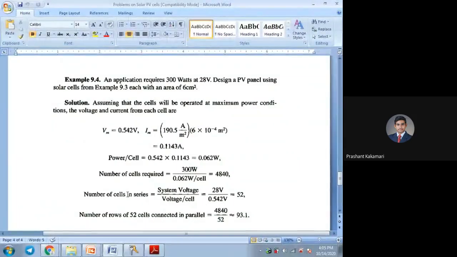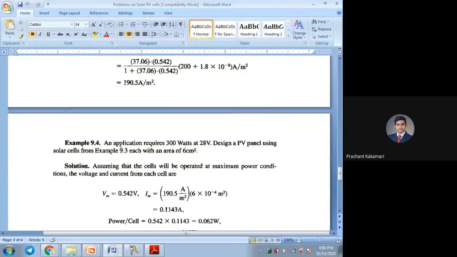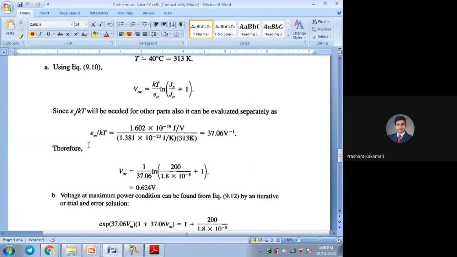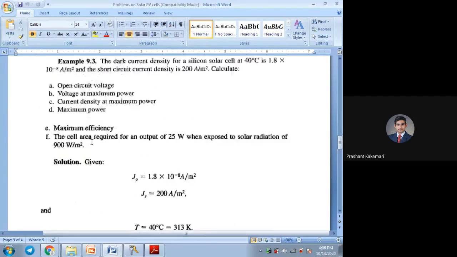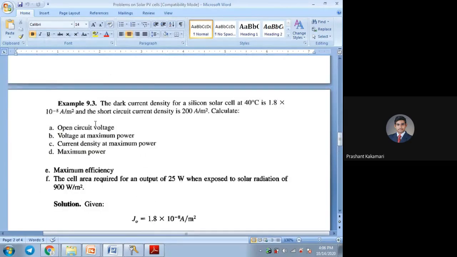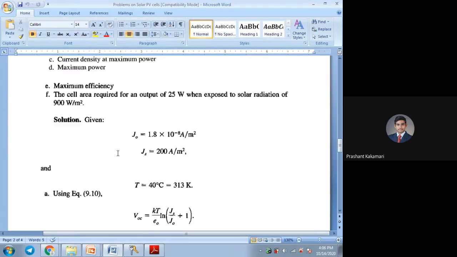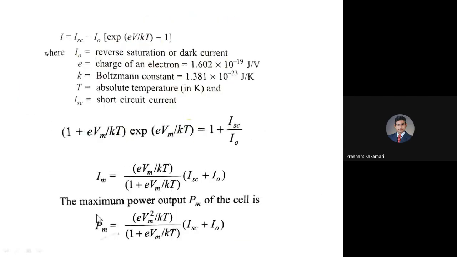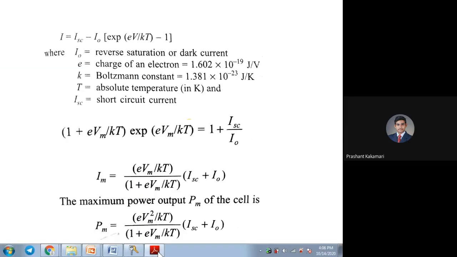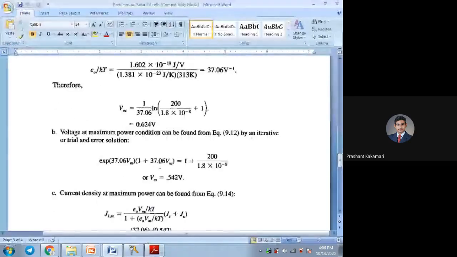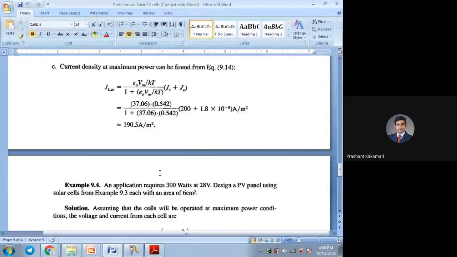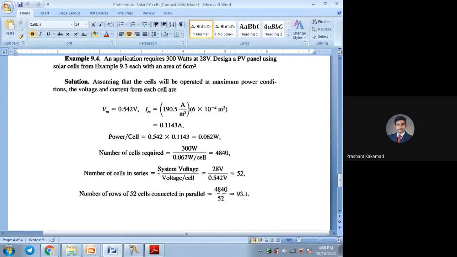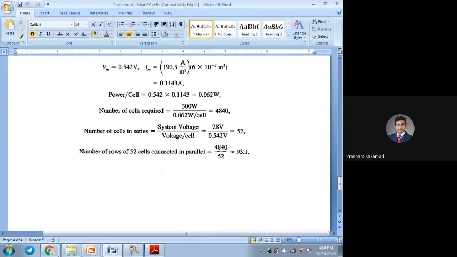So in this problem also they are finding the number of cells required. An application requires 300 watts. Okay, here example 9.3 and 9.4 both you have to solve in combination. Okay, you can take these 9.3 and 9.4 solved problems as homework. You just go through the steps and recall the equations we discussed in theory. Okay, so we'll come to know the importance of these equations, where they are helpful to solve problems in real time or in theoretical applications, so one can understand.